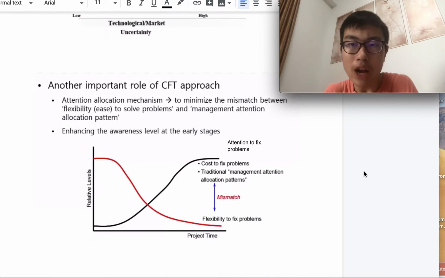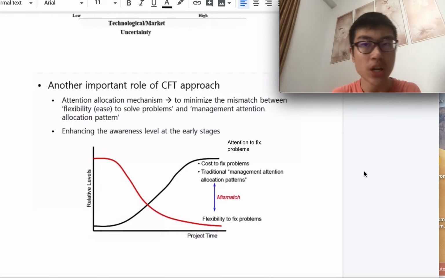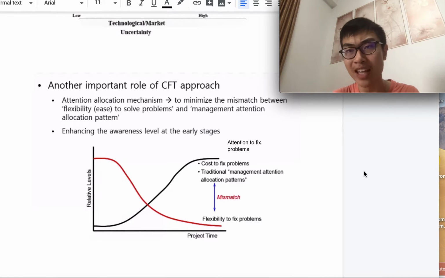Okay, so the graph below will show us a mismatch relationship happening in the sequential and traditional approach. This is basically the mismatch between flexibility, cost and awareness. As you can see, the flexibility to change the product and fix problems in a sequential approach is really low when the product is published into the market, because otherwise you'll incur a high external cost by starting the product from the beginning once again.